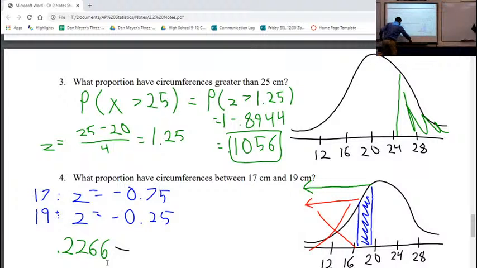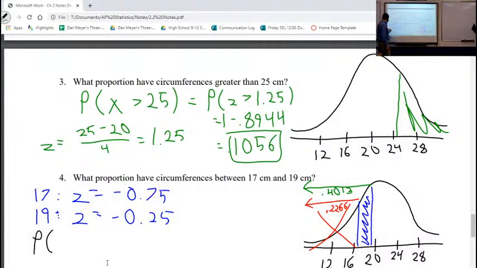Oh, sorry. This is 0.2266. Then what is my 0.25? 0.4013. We agree with that? Anyone have trouble finding it? Okay.